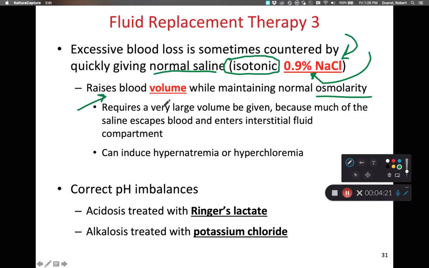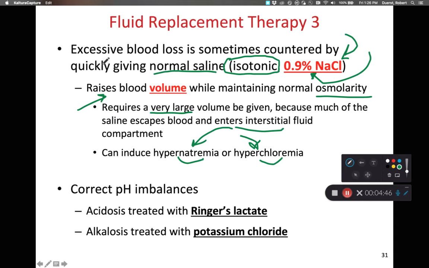And if somebody needs very large amounts of this, the saline will start to escape the blood and enter the interstitial fluid compartments. And if that happens, occasionally we can have hypernatremia, too much sodium, or hypochloremia, too much chlorine. That's rather rare though, to give somebody that much saline.